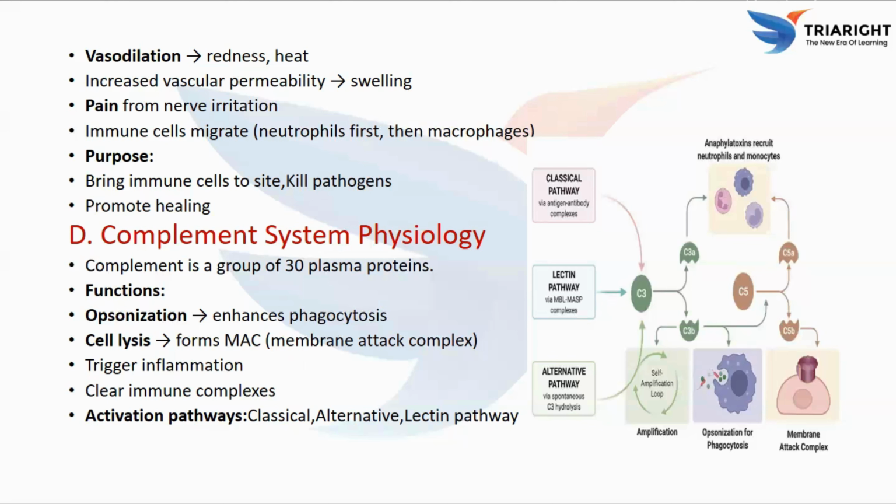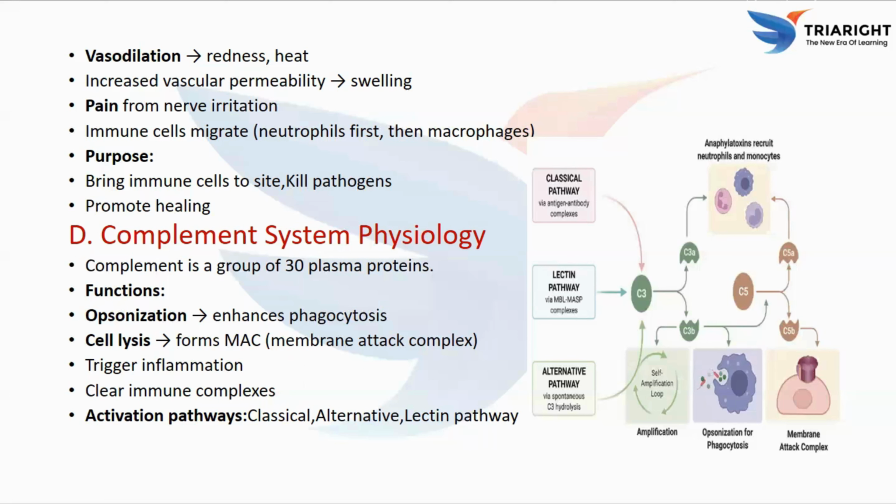Second is cell lysis, which is MAC formation, the membrane attack complex formation, drilling holes in the microbes. Complement proteins like C5b, C6, C7, C8 and C9 form the membrane attack complex. The MAC inserts into the microbe cell membrane and forms a pore. Water rushes in, the microbe bursts and dies. This is especially important for killing gram-negative bacteria.